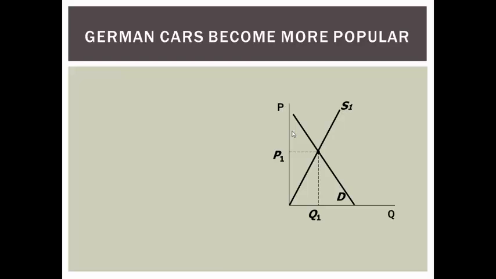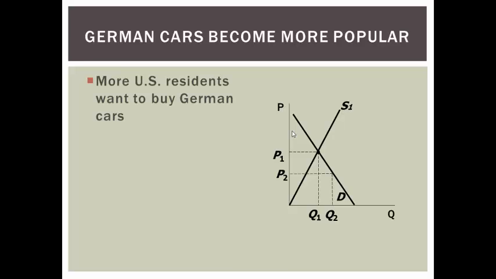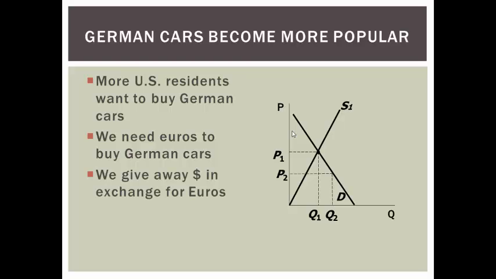So we're going to see how an increase in popularity of German cars is going to change exchange rates. As you know, German cars are produced in Germany. Germany is a part of the European Union and uses euros. So what's going to happen? Since German cars are more popular, now more US residents want to buy German cars. We need euros to buy those cars. How do we get euros? We need to give away our dollars in exchange for euros. So we are willing to sell dollars in exchange for euros.